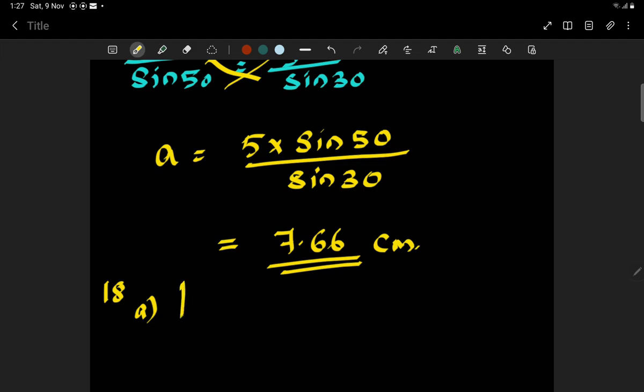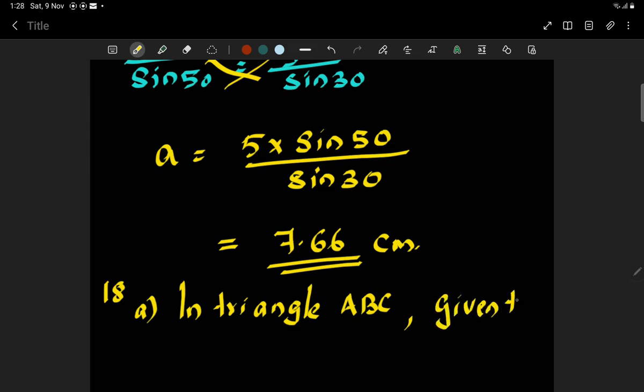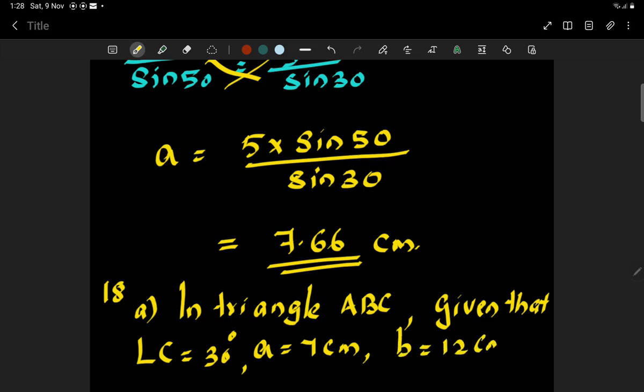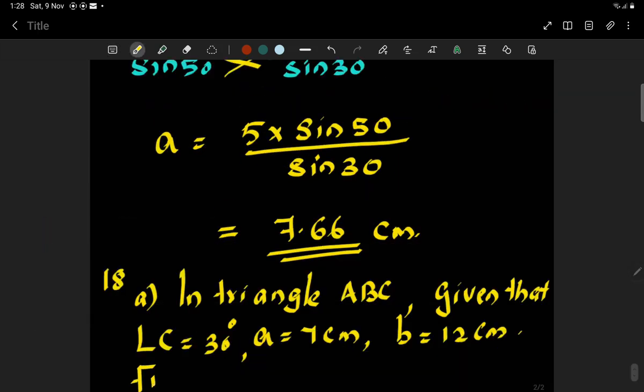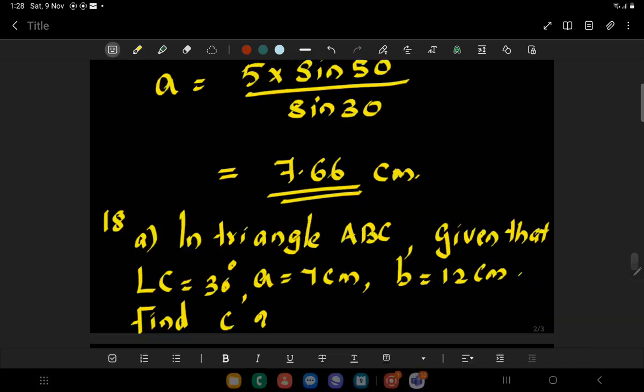In triangle ABC, given that angle C is 30 degrees, small a is 7 centimeters, and small b is 12 centimeters. The question is to find side c. Find only small c, no need to find everything.